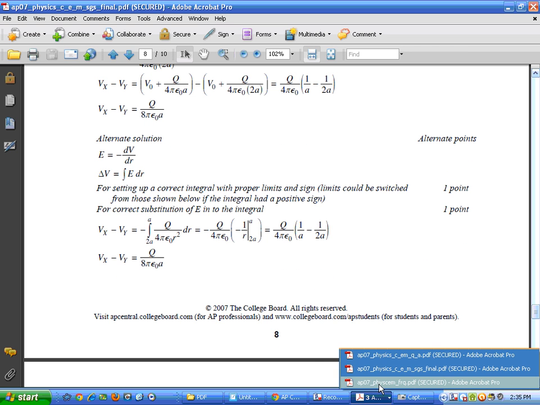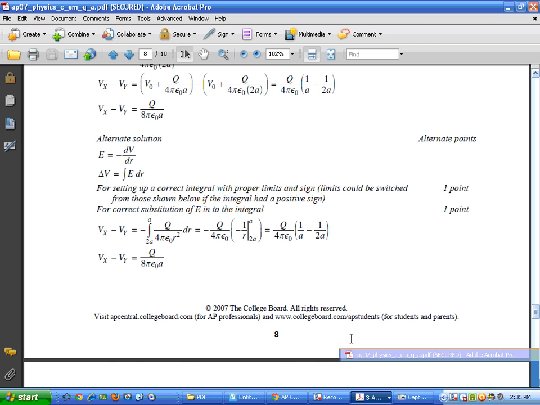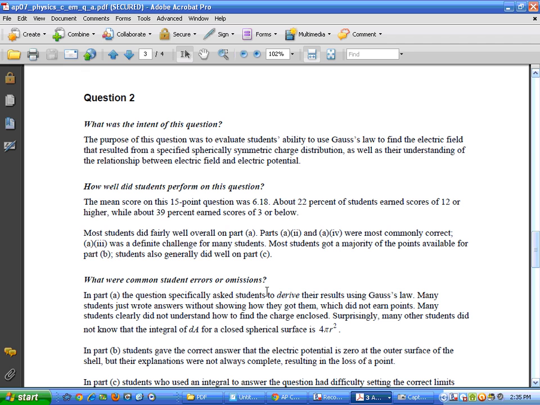Going through what they were asking for, the purpose of the question was to see if you understood how to use a spherically symmetric charge distribution, but not something that was a conductor. The average score for this one was a little over 6 out of the 15. 22% of students got 12 or higher, but about 40% of students got 3 or below.